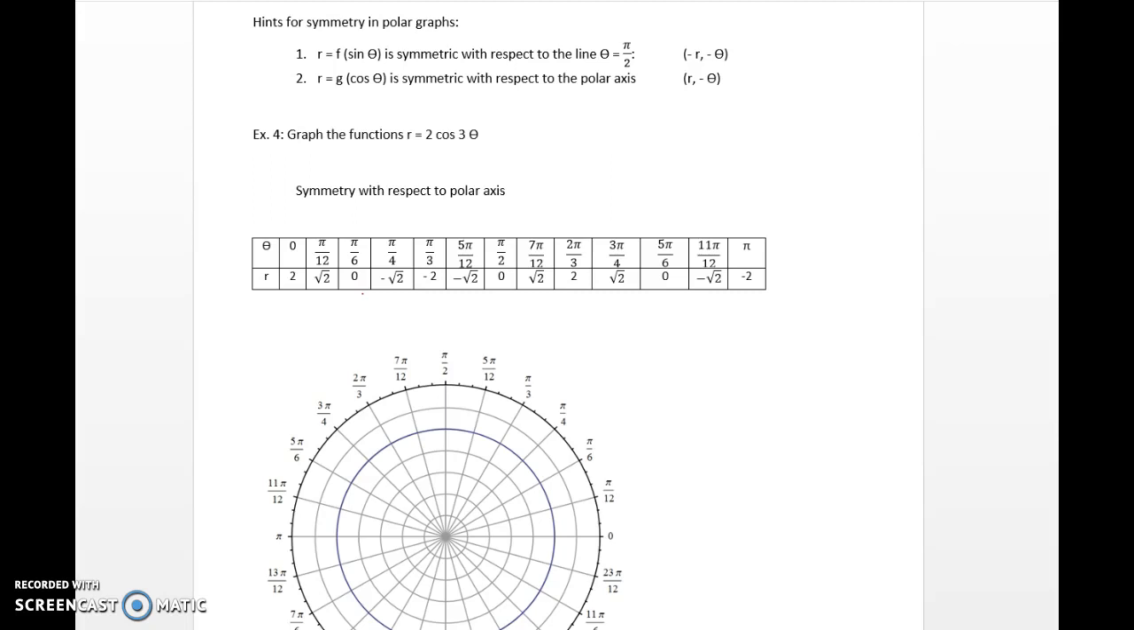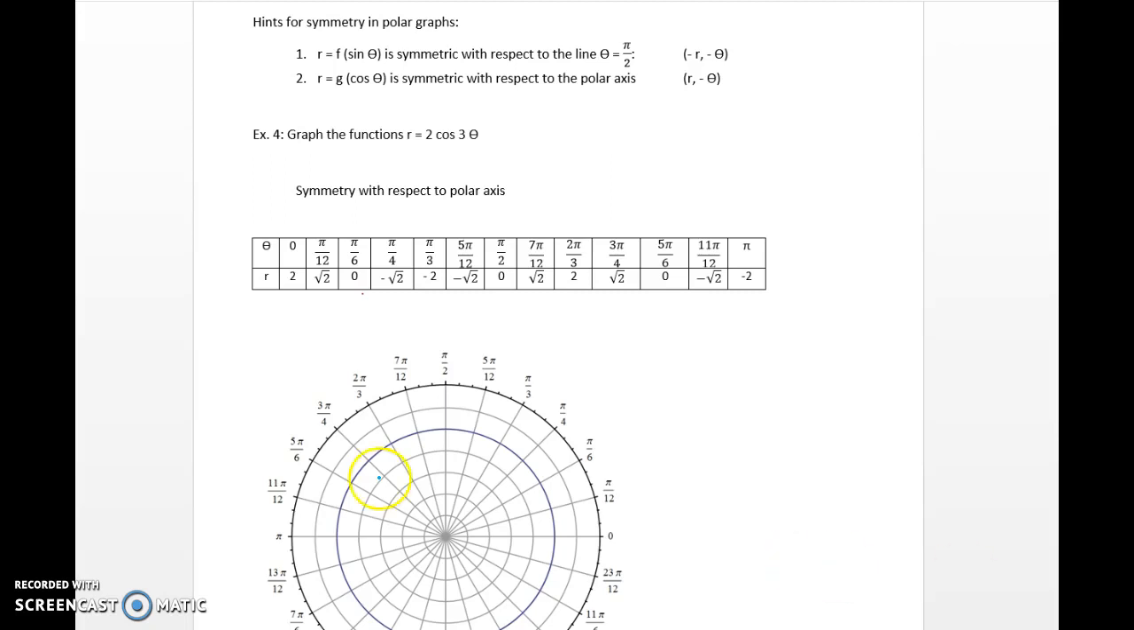If you have some function f of sine theta, that's always going to be symmetric with respect to the line theta equals pi over 2, and we would plug in negative r, negative theta to prove it. If your equation is r equals g cos theta, that's going to be symmetric with respect to the polar axis, that horizontal axis, and we'd plug in negative theta to prove that it is symmetric.